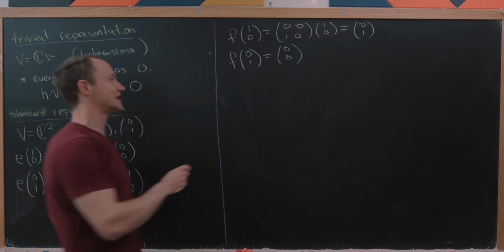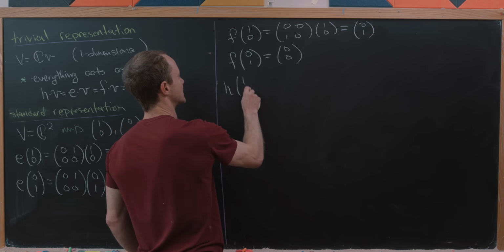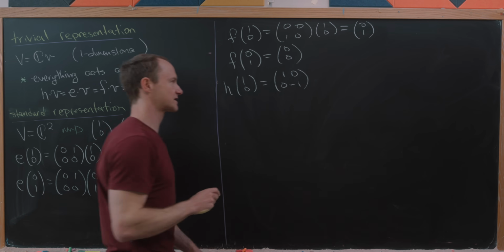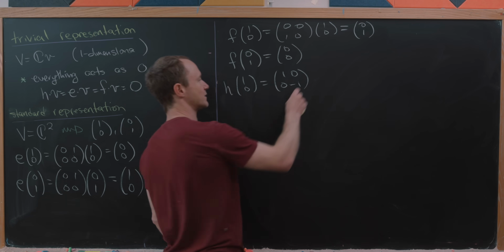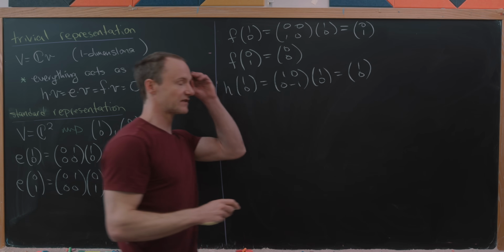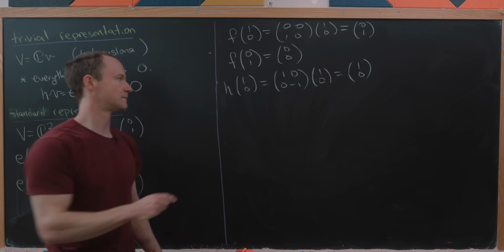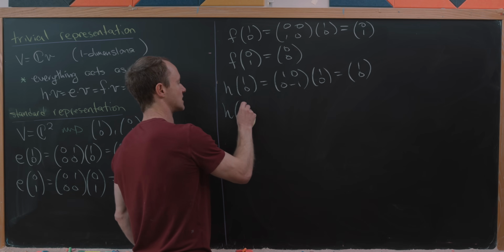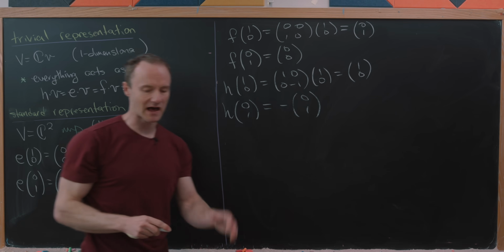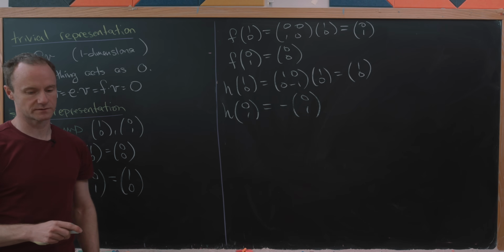Now let's see what H does. So if we do H on the vector (1, 0), recall that H was the matrix with entries 1, 0, 0, minus 1, so we need to multiply that into the vector (1, 0). Let's observe that we just get the vector (1, 0) out again. And then if we do H onto the vector (0, 1), we will get negative what we started with. I'll let you work out the details if you want to.